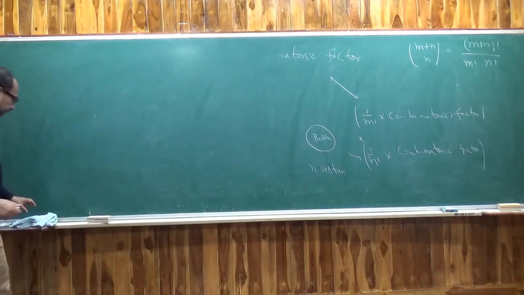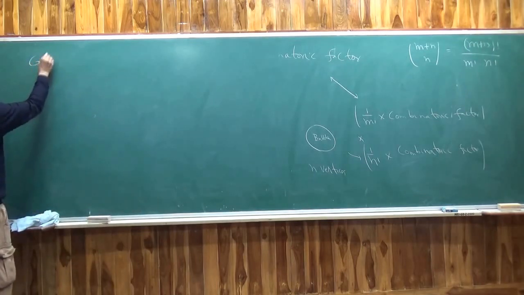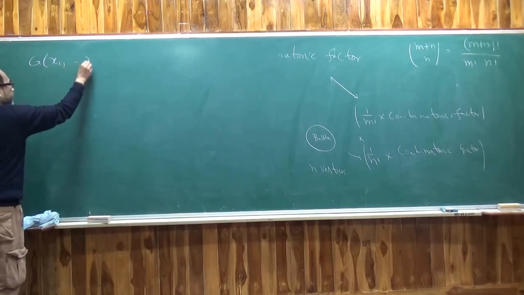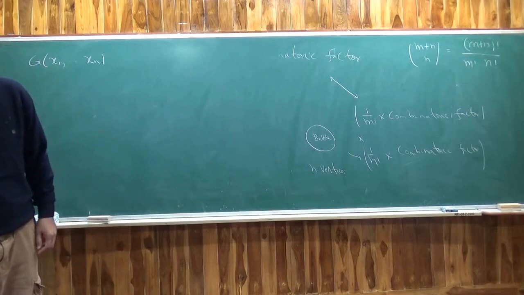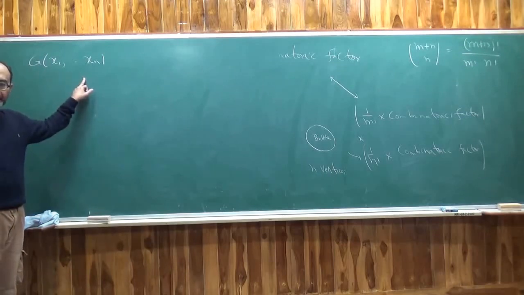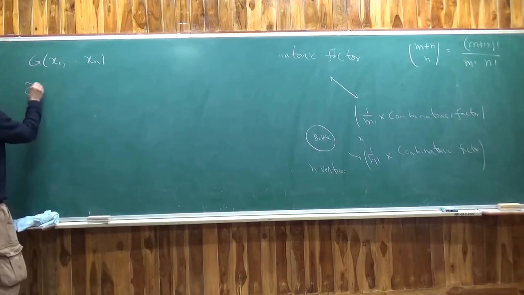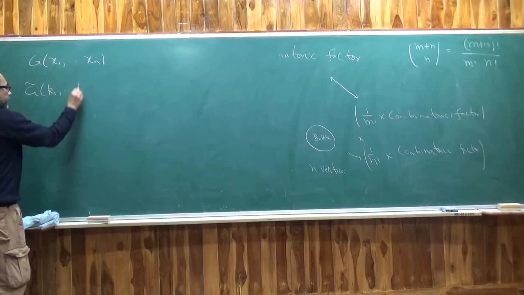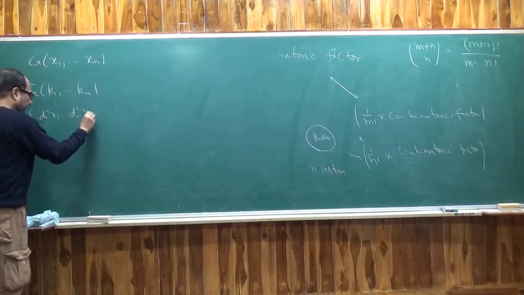Exactly. So next, we'll try to learn about momentum space Green's functions. We had defined G(x1, ..., xn). But if you remember the connection between the Green's function and the S matrix, the S matrix naturally uses the Fourier transforms of these, which is the momentum space Green's function. So we define G tilde (k1, ..., kn) as the integral d^4x1 ... d^4xn.